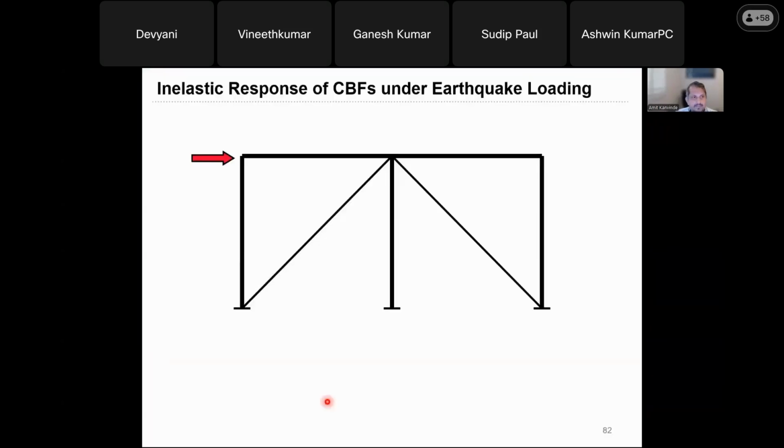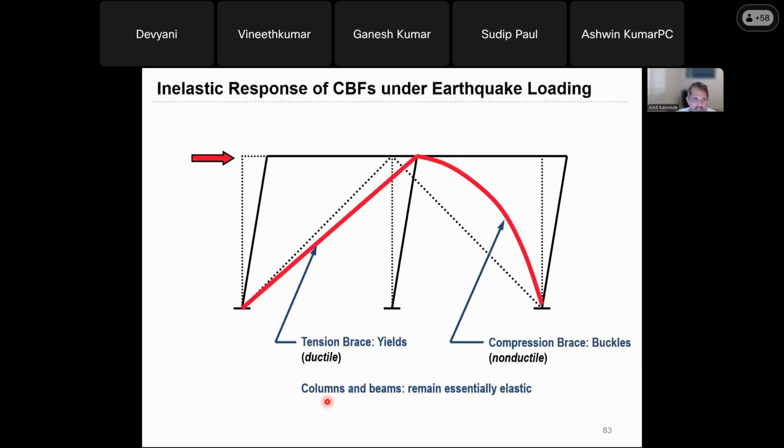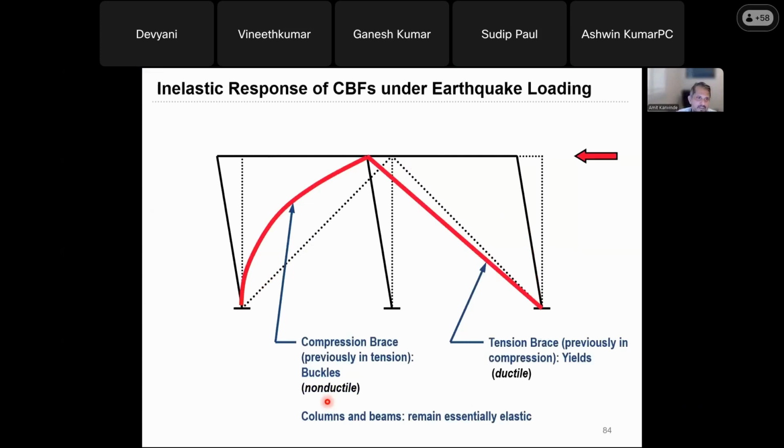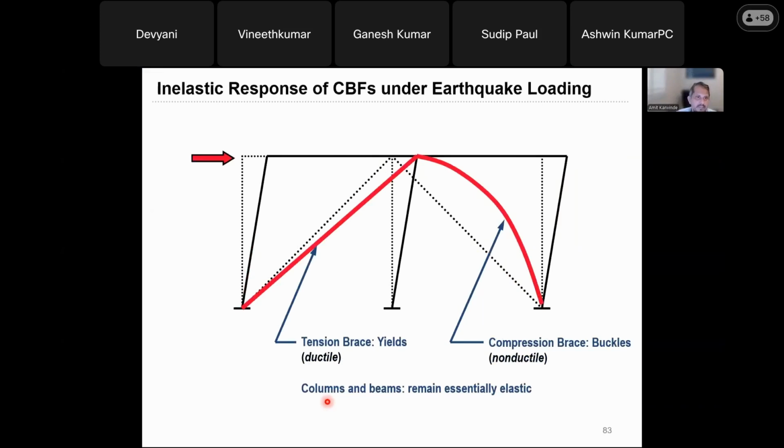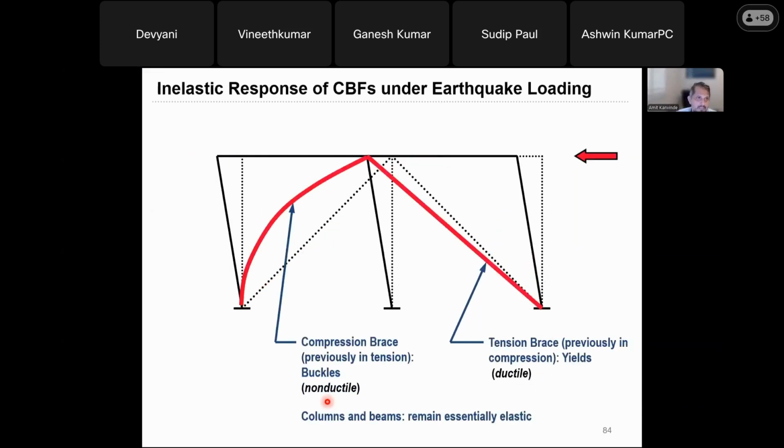The way we expect the CBFs to behave under earthquakes is that we actually expect the braces to buckle. One brace yields and the other brace buckles. When we push in the other direction, the brace that was just yielding now buckles, and the brace that was buckling now yields. So you get this kind of response in a CBF.